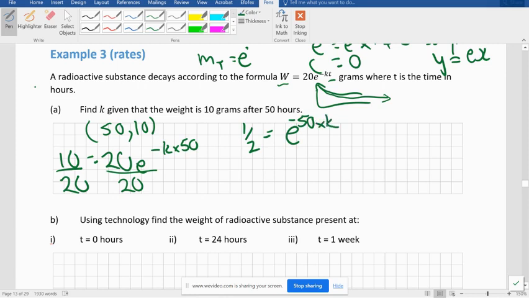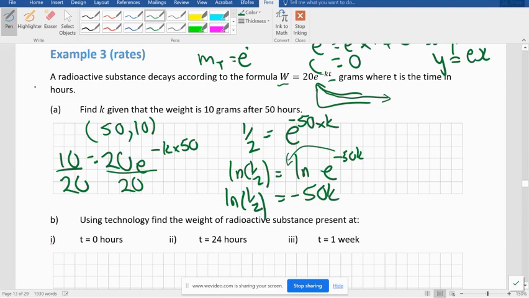Just trying to rearrange it to make it look better. Now let's take the log of both sides. So I've got ln a half equals ln e to the minus 50k. So we know that the minus 50k will go out the front and ln e becomes 1. So it's minus 50k equals ln a half. Maybe I'll just slow down. Just remember ln e, if you look at your notes, ln e is equal to 1.